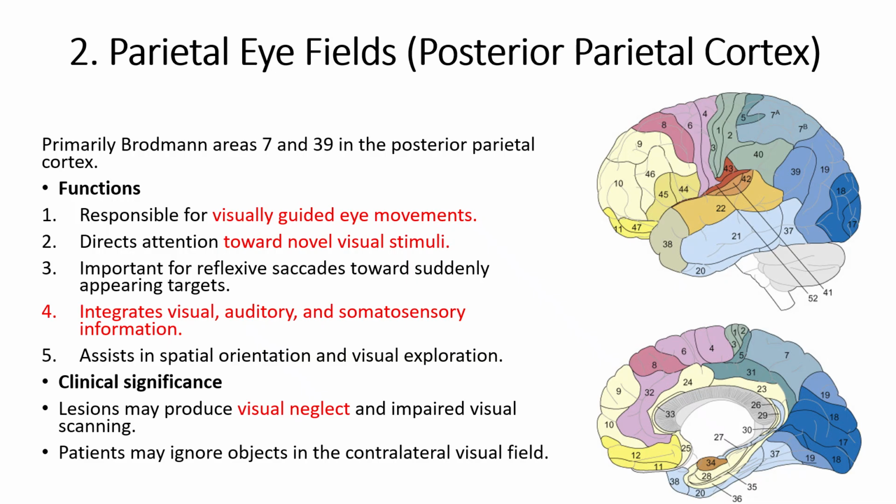Parietal eye fields, posterior parietal cortex. The location is primarily Brodmann areas 7 and 39 in the posterior parietal cortex. The function is responsible for visually guided eye movements, directing attention towards novel visual stimuli, and is important for reflexive saccades towards suddenly appearing targets. It integrates visual, auditory, and somatosensory information.